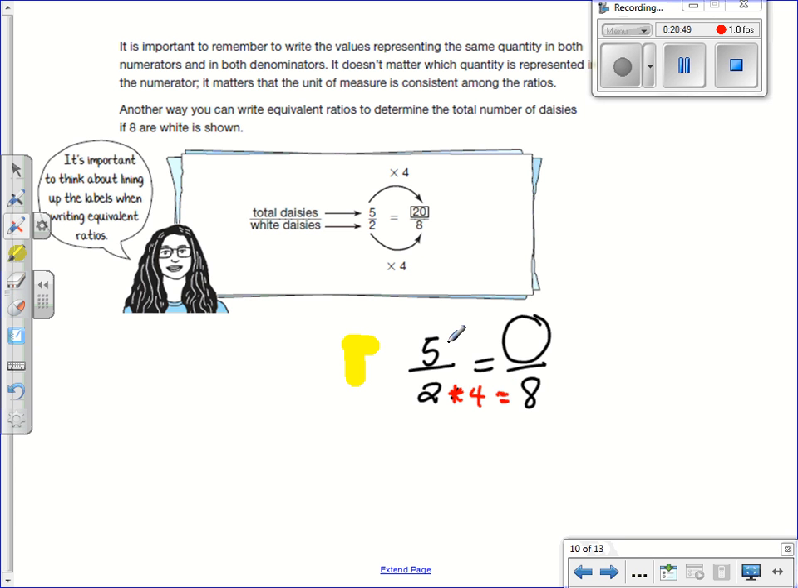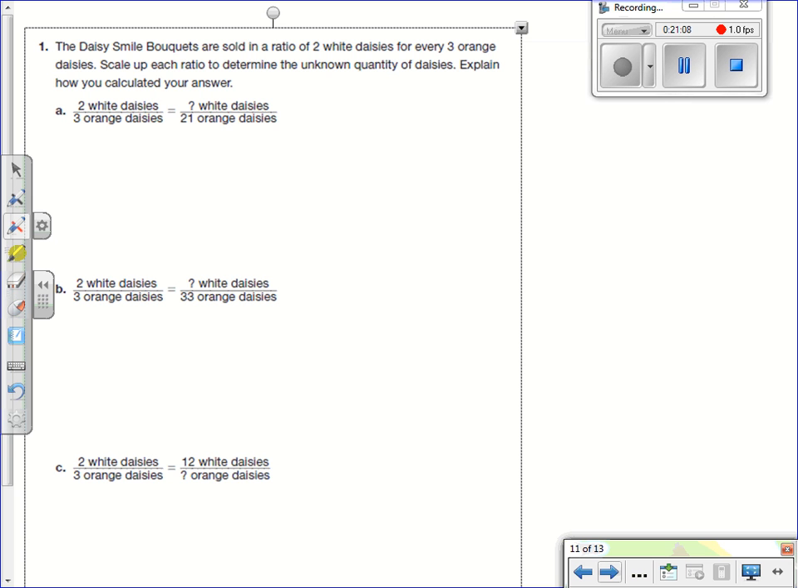So therefore, I need to multiply 5 by 4 to get whatever number is here. In this case, it should be 20. So use what you already know about equivalent fractions to help you when scaling up different ratios. This also works with scaling down, which we'll get to in just a little bit. So I want you to try a couple practice problems.